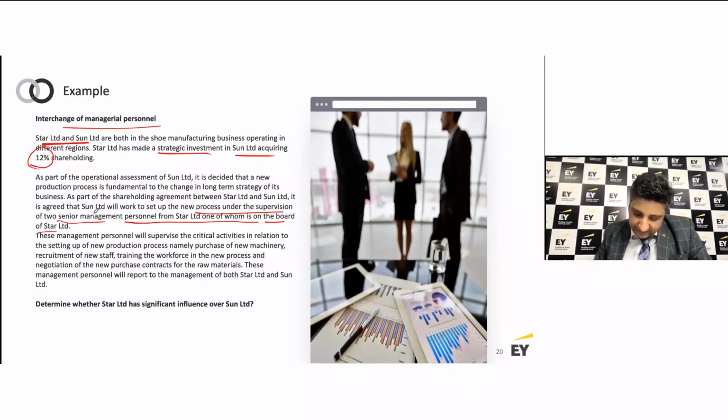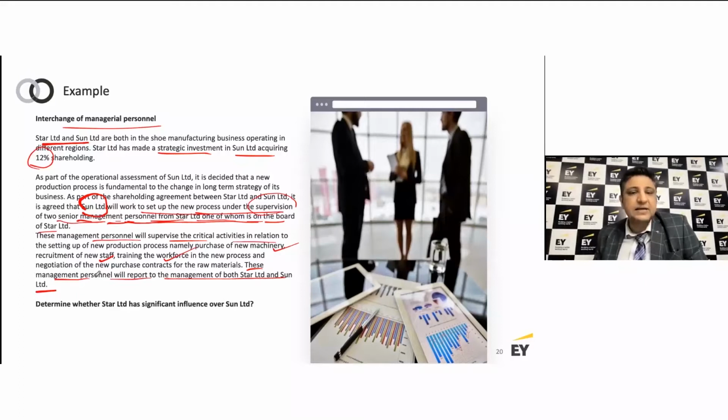So what we are seeing is that Sun Limited will work to set up a process, and it would be under the supervision of management personnel from Star Limited. Okay. These management personnel will supervise the critical activities. For example, purchase of new machinery, recruitment of new staff, training, etc. These management personnel will report to the management of both Star Limited and Sun Limited. The question is whether Star Limited has a significant influence over Sun Limited here, right?